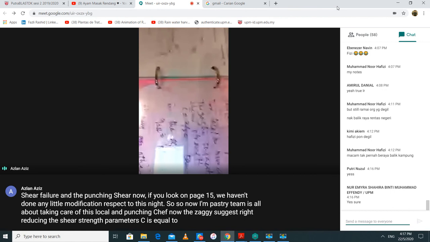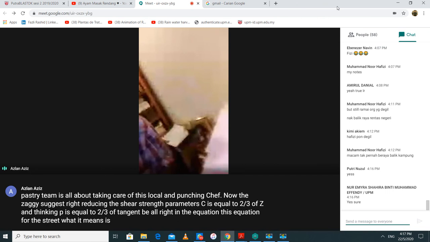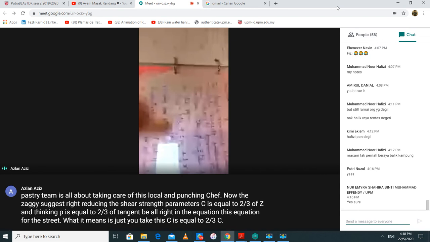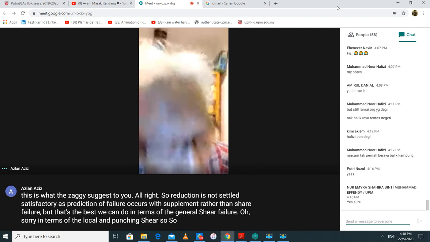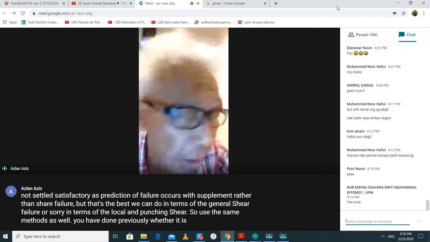Now, Terzaghi suggests reducing the shear strength parameters: c' equals 2/3 of c, and tan phi' equals 2/3 of tan phi, in this equation for the strip footing. What it means is we take c' equal to 2/3 c. When you have phi, in the equation you take it as 2/3 of tan phi. This is what Terzaghi suggests. The reduction is not satisfactory, as prediction of failure occurs with settlement rather than shear failure. But that's the best we can do in terms of local and punching shear. So use the same methods as we have done previously, whether it is shape factor, depth factor, inclination factor, Skempton, Terzaghi, and Peck.